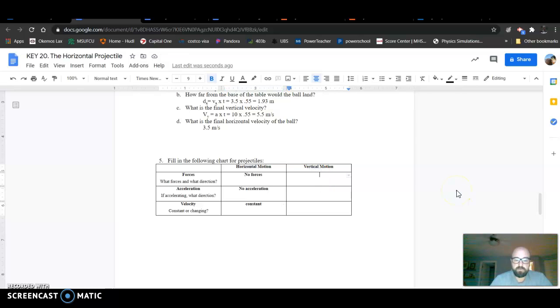But for vertical motion, we have the force of gravity, and that's downward. And so that does cause things to accelerate in the downward direction, and we all know that. And then that means that the velocity must be changing because it's accelerating. And that's a really key thing for you to realize about projectile motion. Constant horizontal velocity, accelerating downward velocity.